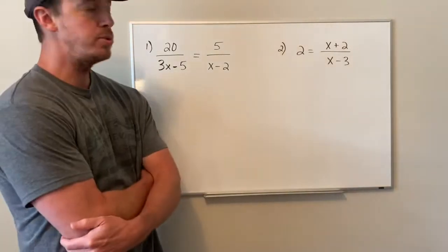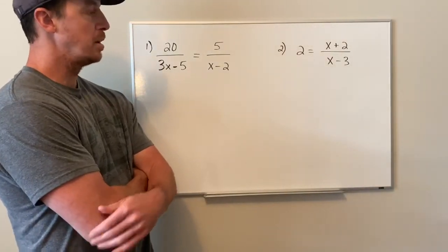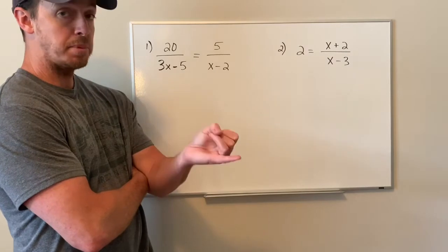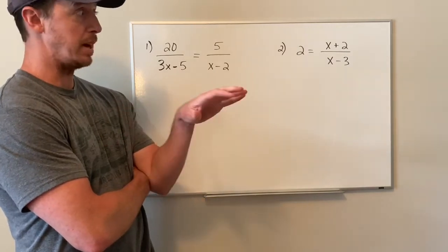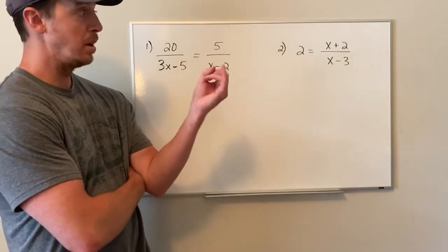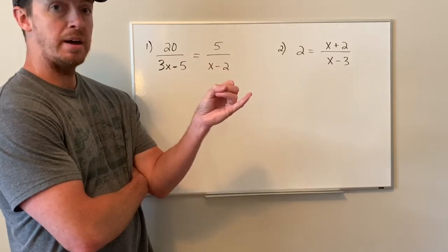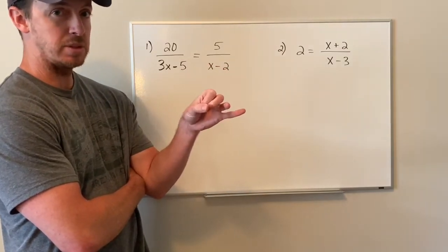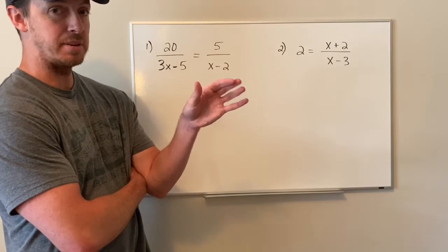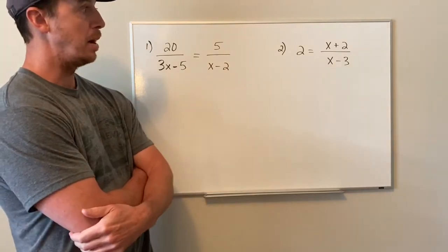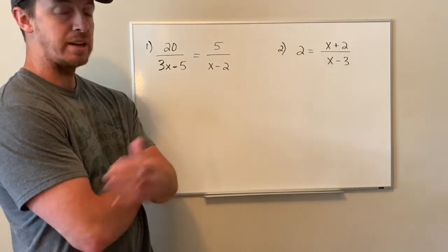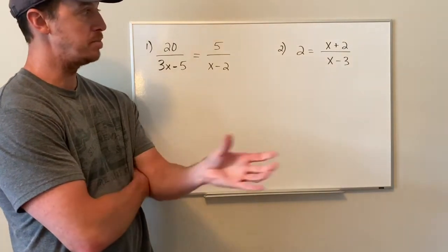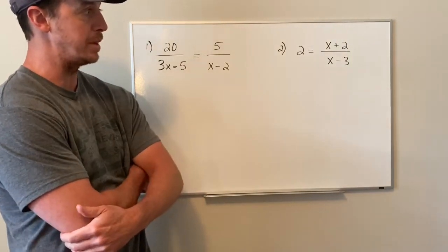This is 4.2, solving rational equations. So far we have simplified rational equations where we just factored everything and canceled. We multiplied and divided rational equations, which wasn't really that much different than simplifying them. Then we added and subtracted them, where you had to get a common denominator and put them together through addition or subtraction.